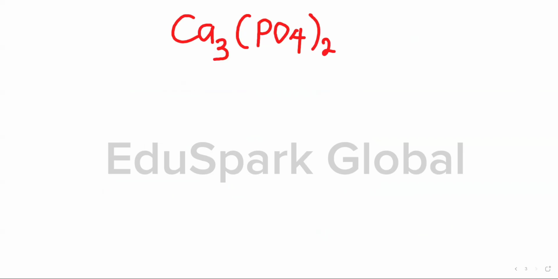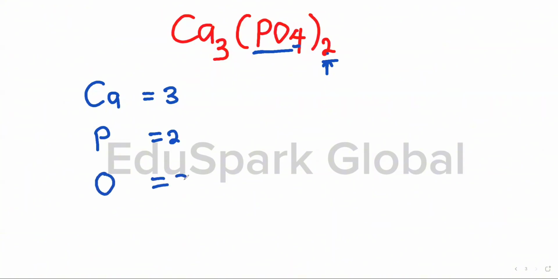So, as usual, we write out all the elements. We have Ca, which is 3. This phosphorus is 2. So when you have a bracket or parentheses like this, the number here affects all the elements inside the bracket or parentheses. Okay, so that means that P, which was originally 1, times these 2, that means you have 2 P's. Then the oxygen, which is originally 4, times 2, that means you have 8 oxygens.